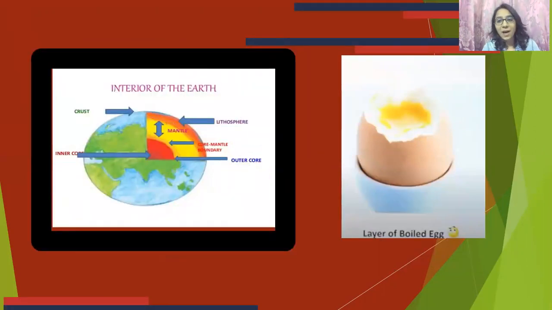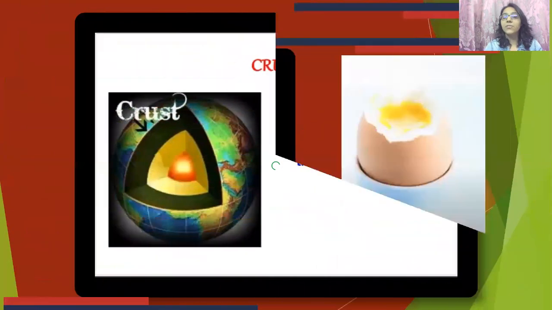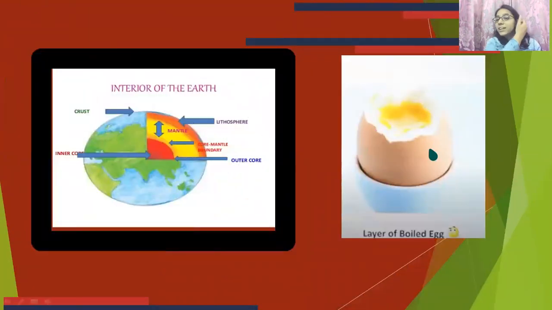Another classic example of our planet Earth is a boiled egg. The outermost layer of the egg, which is the shell, can be compared to the first layer, that is the crust. And the white liquidy portion can be compared to the second layer, the mantle. And the innermost yellow part, that is the yolk, can be compared to the innermost layer of Earth, which is the core.